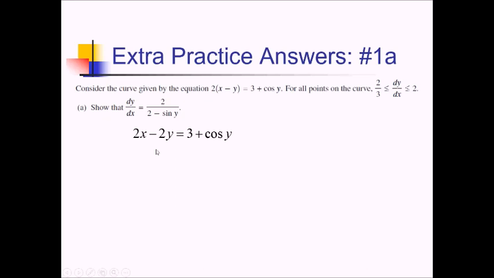Now implicitly differentiating from left to right, 2x's derivative is going to be 2. Negative 2y, that's going to be a derivative of negative 2 dy over dx. Remember, anytime we take the derivative of something with a y, it's really an inner function of x, so we have to multiply by the derivative of y using the chain rule. And then over here, 3's derivative is just 0. Cosine, that's going to be negative sine of y, dy over dx.